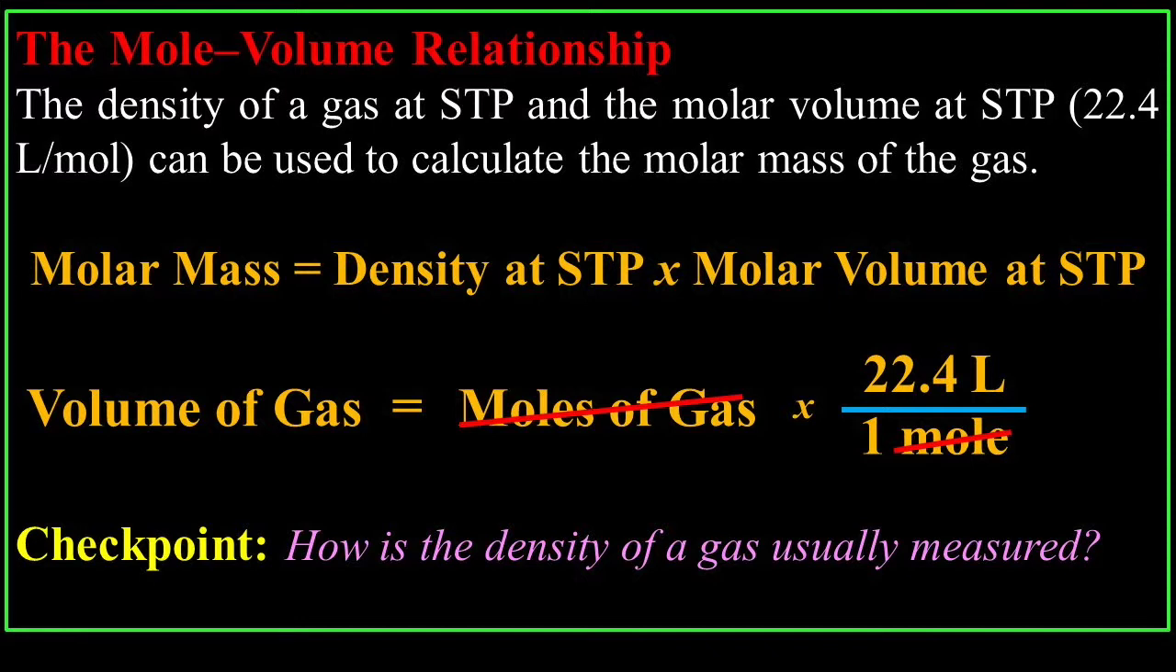So then, the density of a gas at STP and the molar volume at STP, 22.4 liters per mole, can be used to calculate the molar mass of the gas. Molar mass equals density at STP times molar volume at STP. Volume of gas, moles of gas, times 22.4 liters over 1 mole.